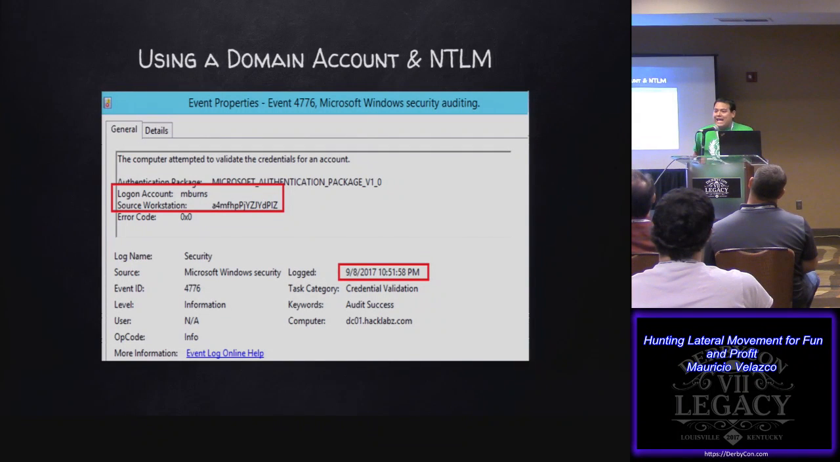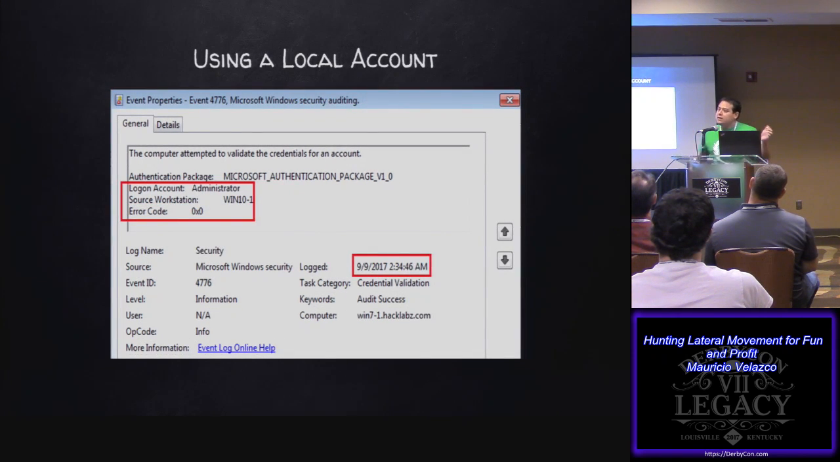So if you're using a domain account and NTLM, not Kerberos, you'll see a 4776 on the domain controller. And finally, if you use a local account, you won't see any logs on the domain controller. All you see is a 4776 on the local host, and then a logon 4624 on that same host, nothing on the domain controller.